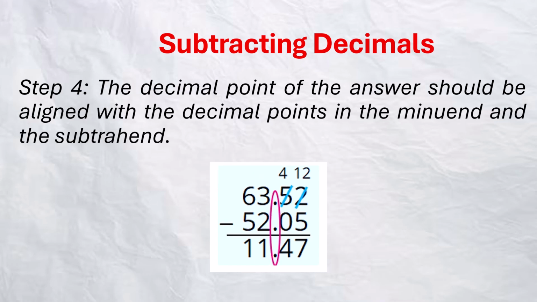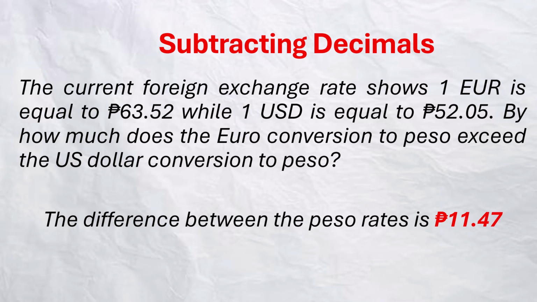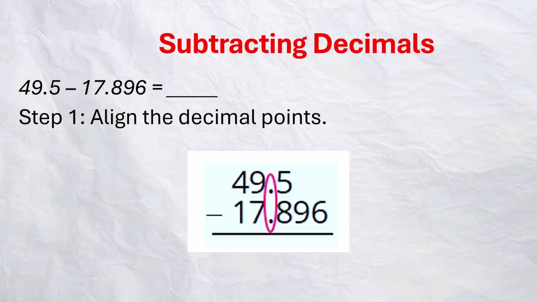And then lastly, the decimal point of the answer should be aligned with the decimal points in the minuend and in the subtrahend. So we now have the final answer: the difference between the peso rates is 11 pesos and 47 centavos. Let's have another example.